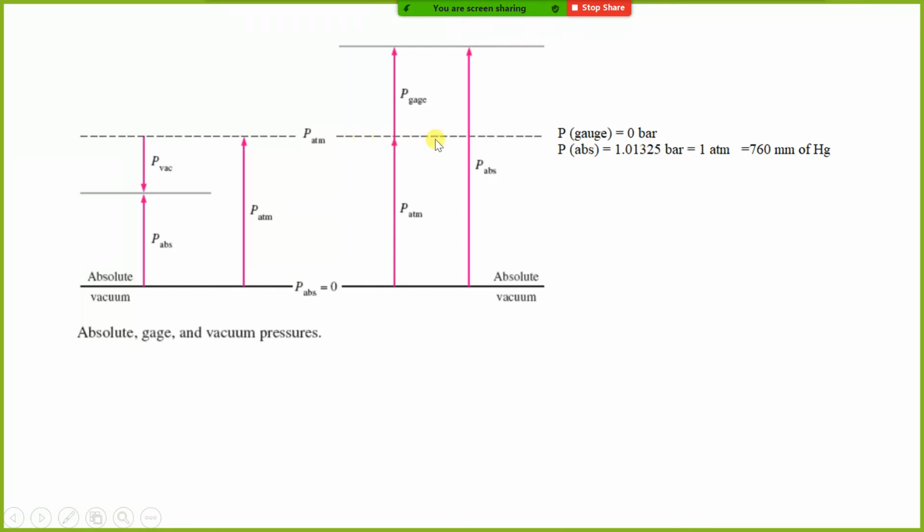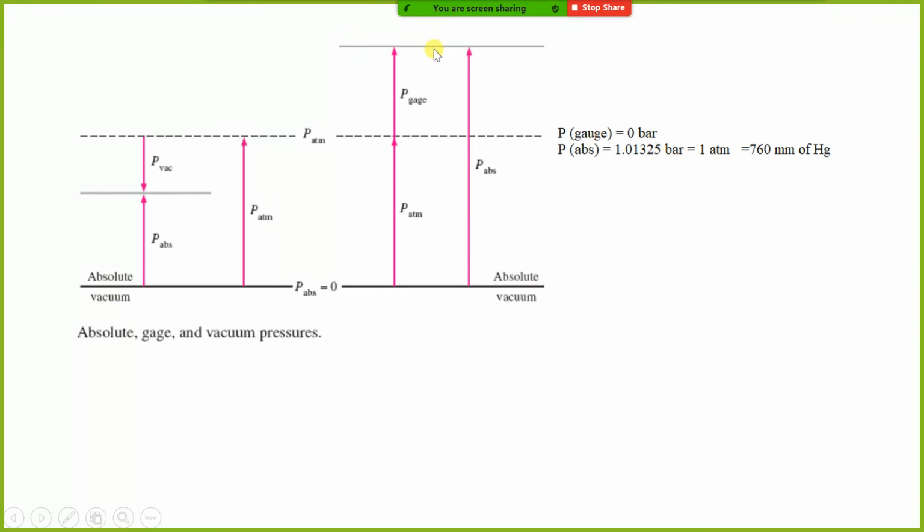If we measure atmospheric pressure in bar, it is 1.0325 bar. Now 1.0325 bar is equal to 760 mm of Hg. If you want to measure in Newton per meter square, then it will be 10325 Newton per meter square or Pascal.